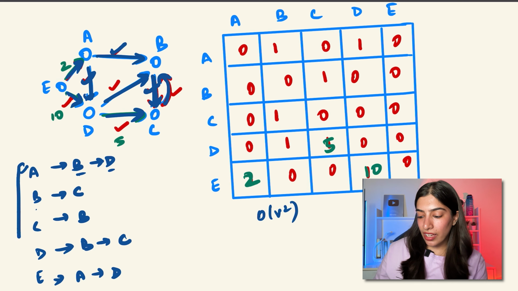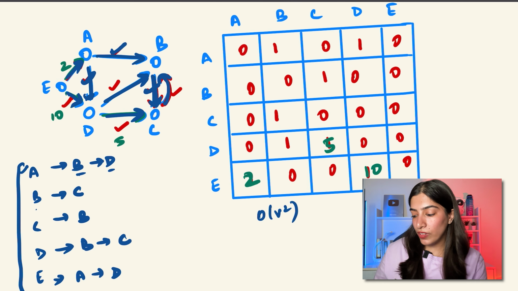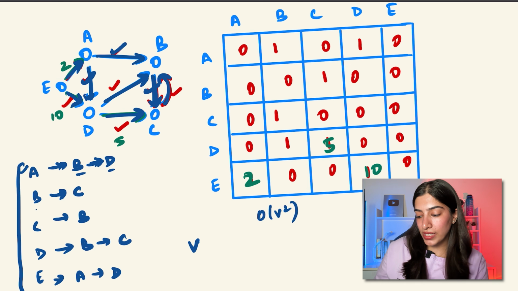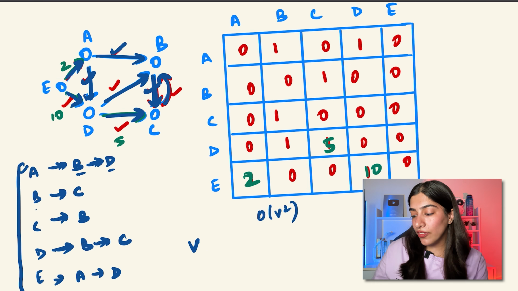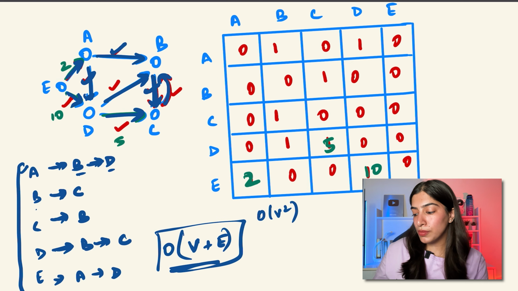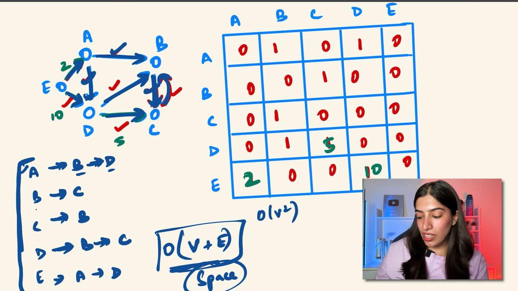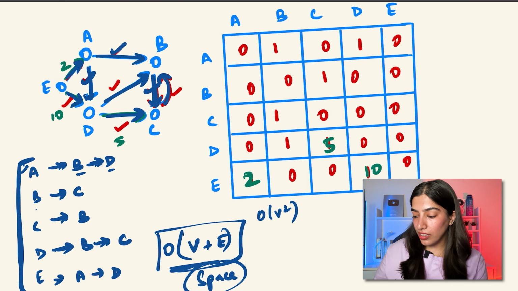Firstly, how many lists are there? There are V lists, correct? And how many edges are there? How many elements will there be in total in all of these lists? There will be E, correct? So order of V plus E is the space complexity. Why order of V plus E? V vertices, and E connections. So the space complexity becomes order of V plus E.